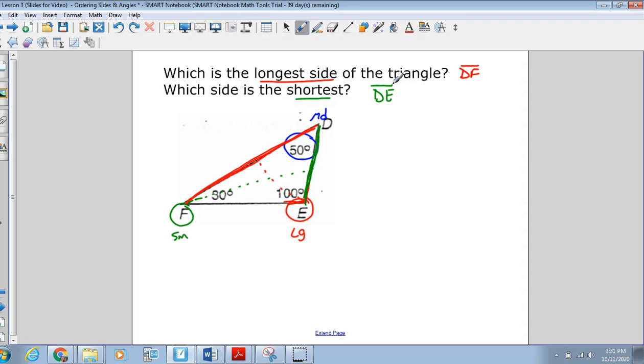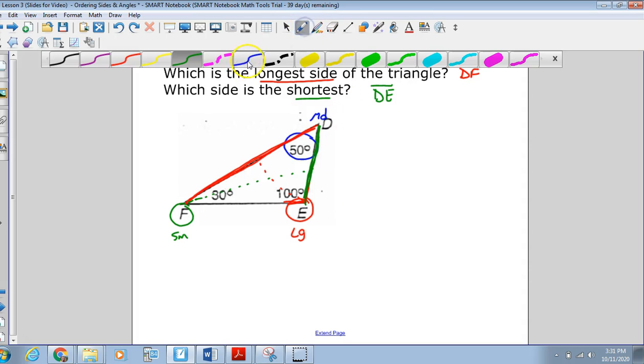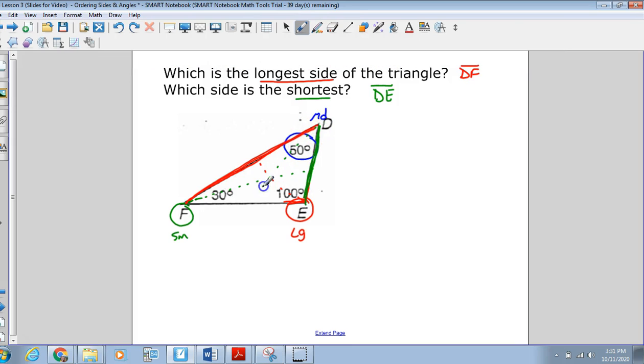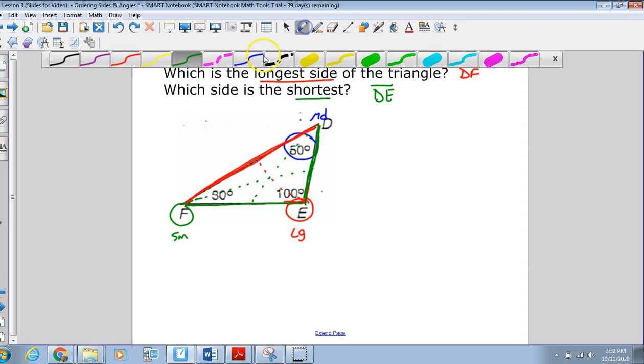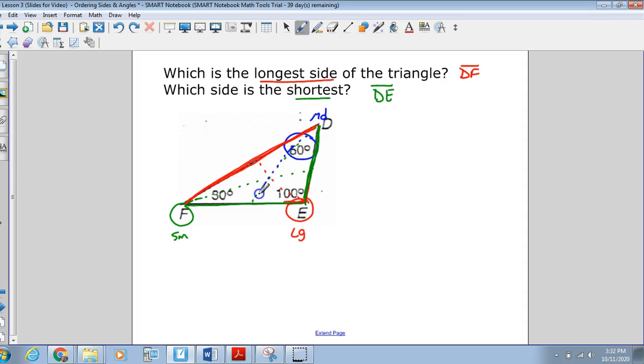And we could talk about our medium angle. I always like to talk about that. If our medium angle is angle D, then across from it, this side right here, then across from our 50-degree medium angle, this FE would be our medium side. Now please note this doesn't actually tell us how long the side is.